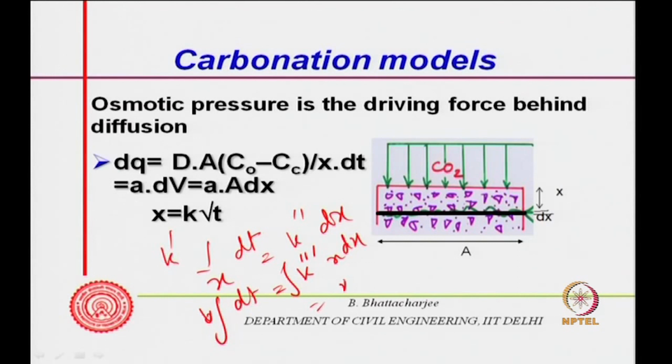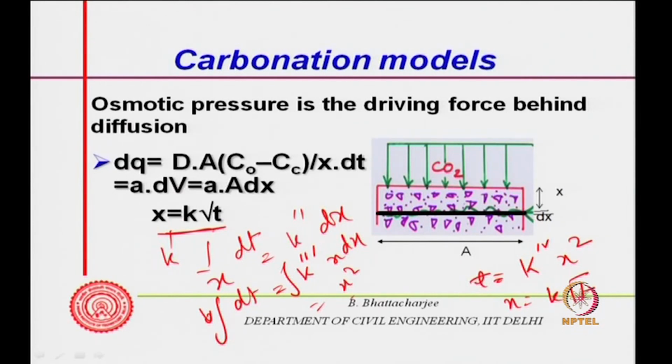So, I will get x square by 2. In other words, all this can be put together, so I can write that t is equal to some constant, let me call it k 4 prime, into x square. In other words, I write x equals k under root t, that is what I have done. So, by simple integration I can find out x equals k under root t.